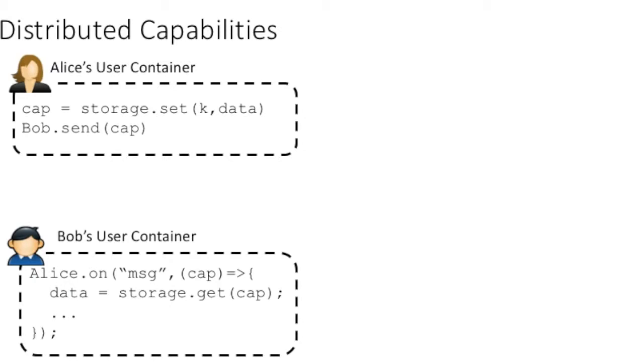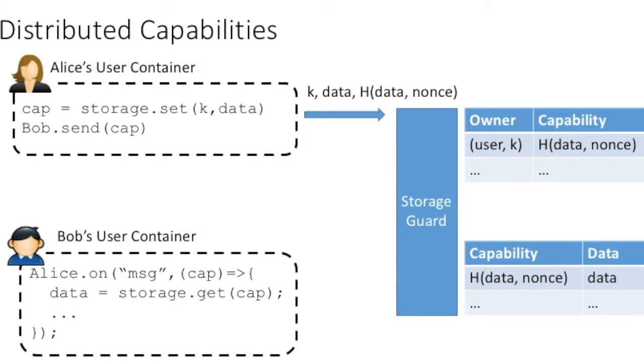Now, actually sending copies of data like images between user containers would be very expensive. So what we want to do is actually use a shared database, but in essence, send pointers to that database and provide a mechanism for access control that's compatible with the shared-nothing architecture that we have. So let's say, for example, Alice wants to store some data at key K. Well, the first thing that happens in this distributed capability system is that Alice's runtime will generate a random nonce that's then hashed along with the data, and that hash now forms the capability.